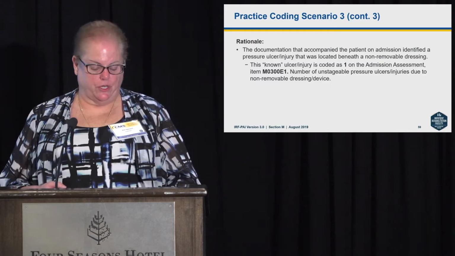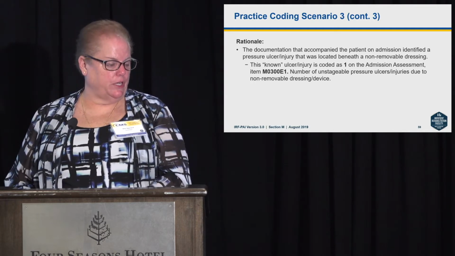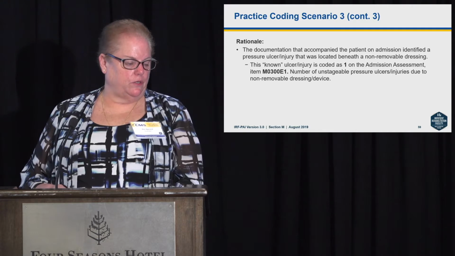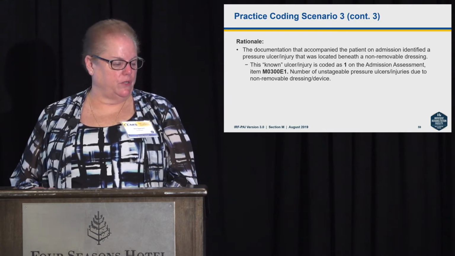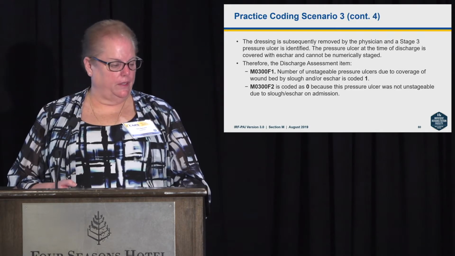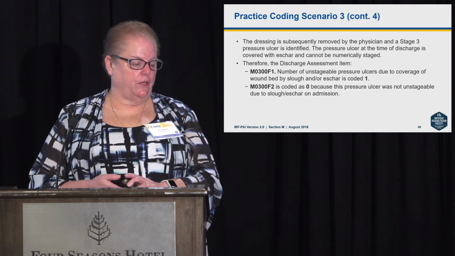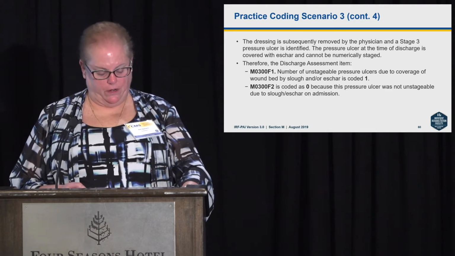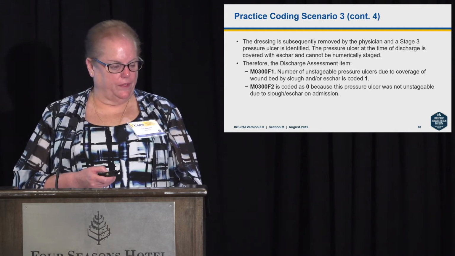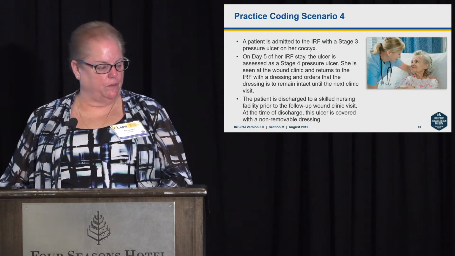So here's the rationale, and we just talked about it. So we knew about it. They had the known ulcer, so we coded that as a 1 on the admission assessment for non-removable dressing. Okay. And then this goes on to talk about the unstageable due to slough or eschar. All right. Got a lot to cover here, so we're just going to move on.